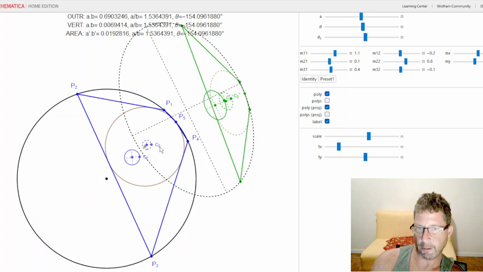I'm also showing here the projective image of this Poncelet family under some chosen projectivity. In this case here, it's a full projectivity. The bottom two entries here are non-zero. So you can see here that this black circle is sent to this dashed black ellipse, and the brown caustic is sent to this dashed brown caustic here.